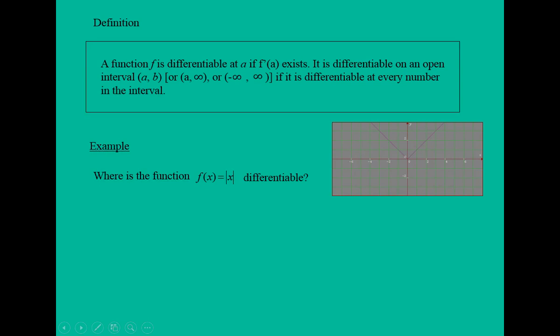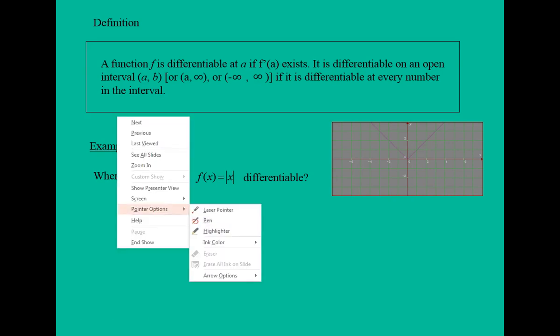Where is this function differentiable? This is the absolute value, and I've put the graph up there for us. Now, if we look on the interval from negative infinity to 0, not including 0, that's a line. It's continuous. It appears it would be differentiable there, as well as from 0 to infinity. The only place that we may want to check is at 0. Is it differentiable when it comes down to that corner?